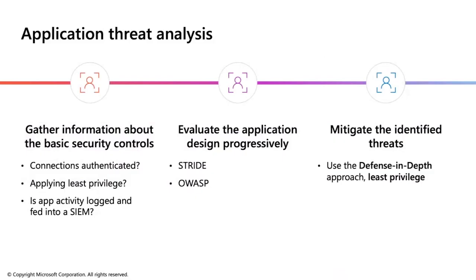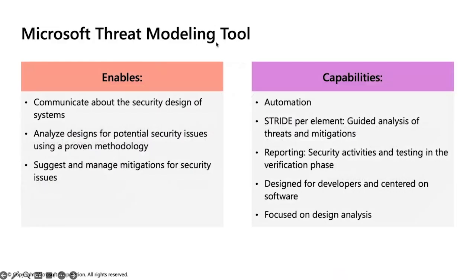Now, in the Microsoft Threat Modeling Tool, what it does is enable communication about the security design of the system, analyzing the design for potential security risks. You get suggestions on that. This gives you automation using a STRIDE per element framework for threat modeling. We have the reporting. This is designed for developers and centered on software, focusing on design analysis. So this is STRIDE we can use. STRIDE gives you these 6 different elements that we can use in threat modeling and enhance security in the application development phase.